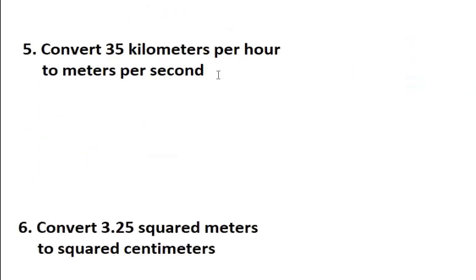The next one, convert 35 kilometers per hour to meters per second. Okay, this one involves combined units of velocity, that is basically the combination of units of distance and units of time. Kilometers per hour is this unit and meters per second is this unit.